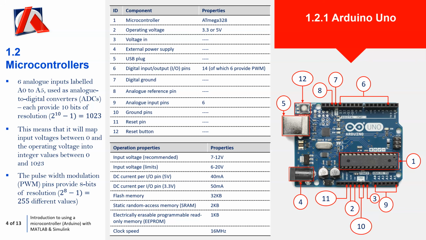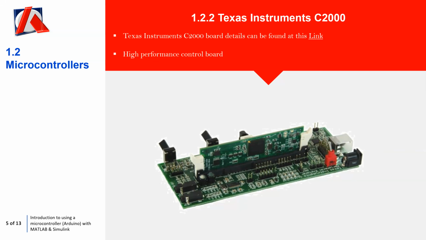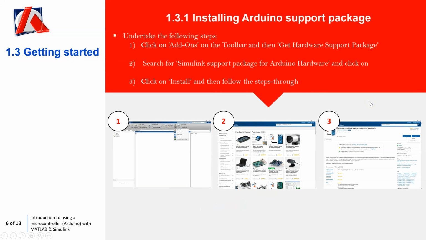So the Arduino is a great prototyping board, but if you wanted to move on to something more high spec that gives you a little more performance, you might want to look at the Texas Instruments C2000. If you click on this link, have a look at the spec of the board in your own time, and it might be useful to compare it to the Arduino Uno to get familiar. It's a high performance control board.